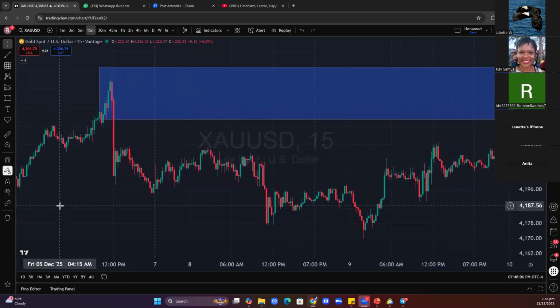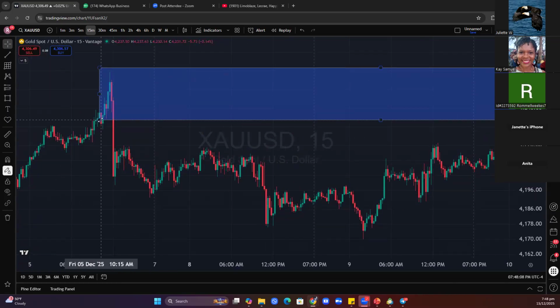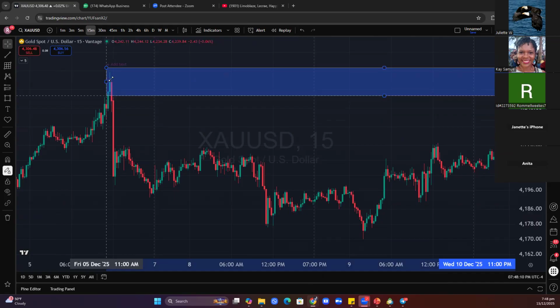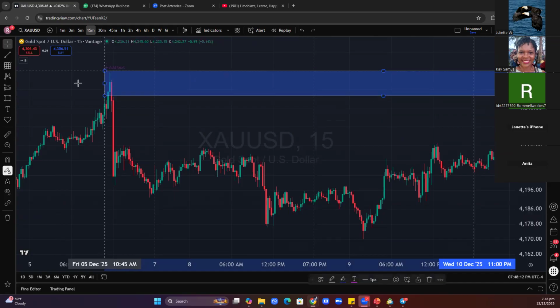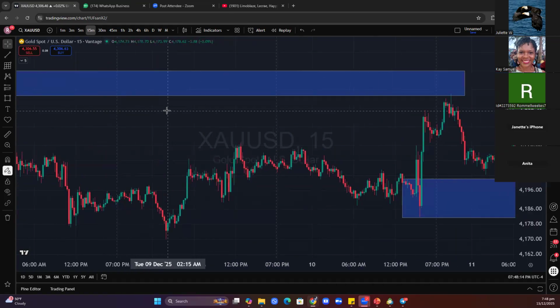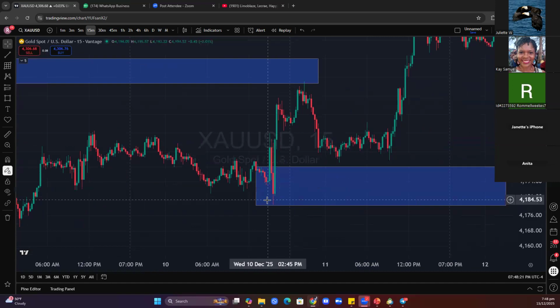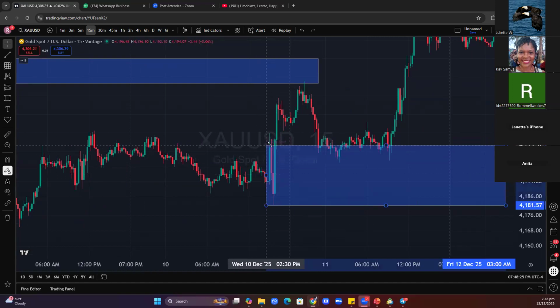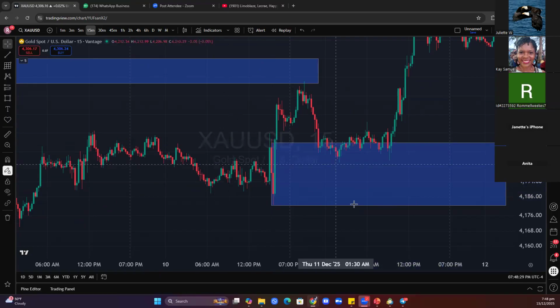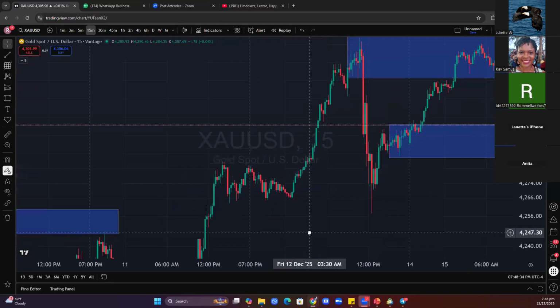So on the 15-minute, same thing, engulfing candle, boom, just more precise. And you see price tap the area and then started to push down. Here we got a big area on the 15-minute. Price traded into it and then pushed up as well.